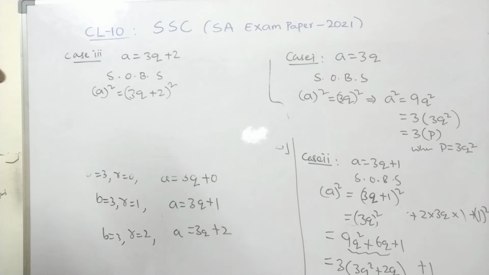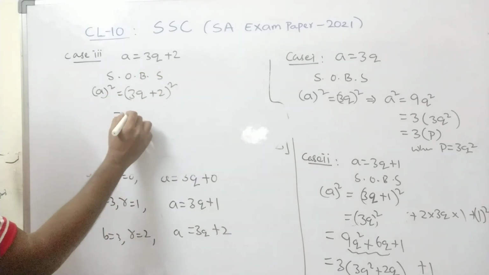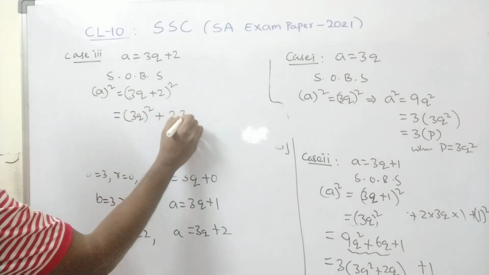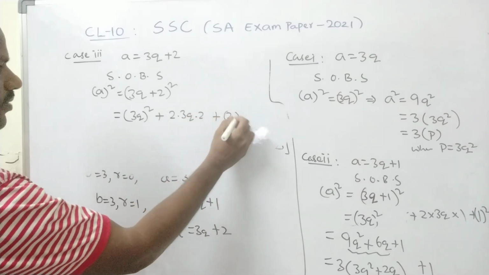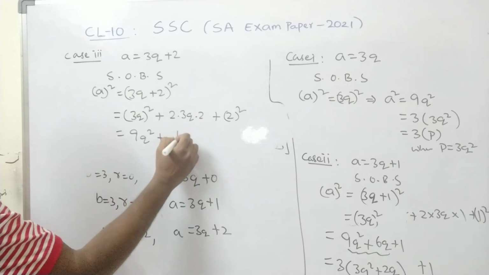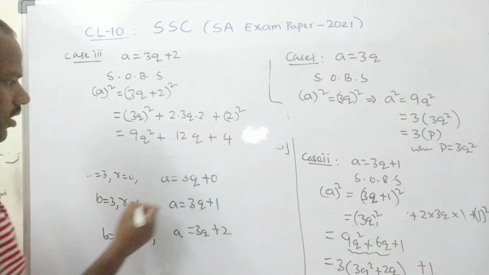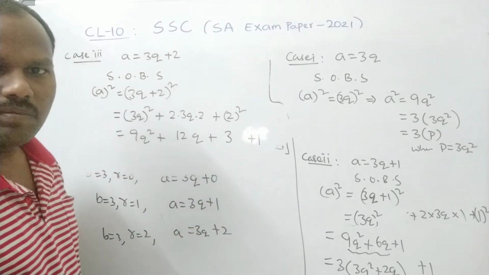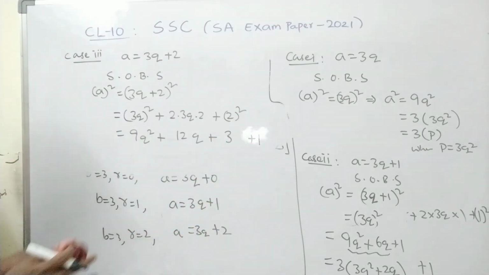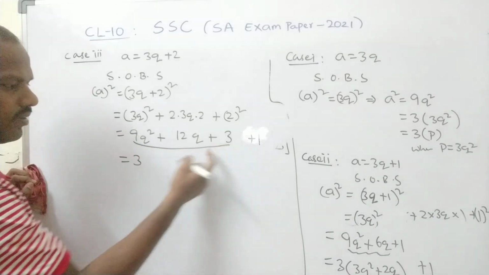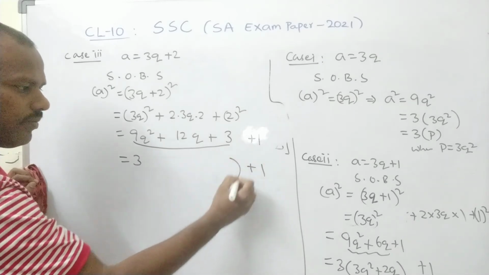Next, the last number part. The last number is A equal to 3Q plus 2. I apply squaring on both sides. So I get A square equal to 3Q whole square, a square plus 2ab plus b square: 2 into 3Q into 2, plus 2 square. So that is equal to 9Q square, 2 3s are 6, 6 2s are 12, 12Q, plus 2 2s are 4. Can I write this 4 as 3 plus 1? 4 equal to 3 plus 1 we can write, because I want to take the common here. So I take 3 common from the first 3 terms, and the last plus 1 will remain like that only.